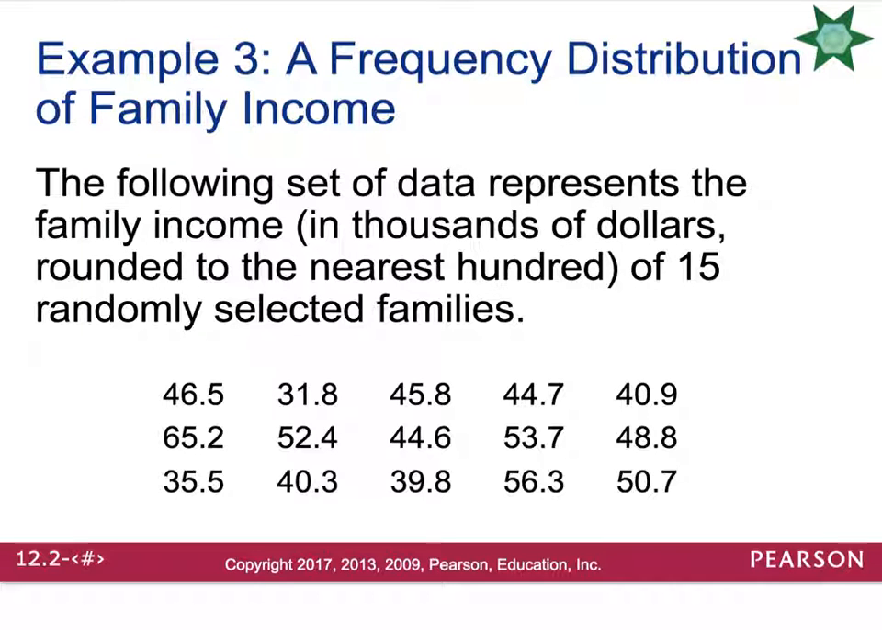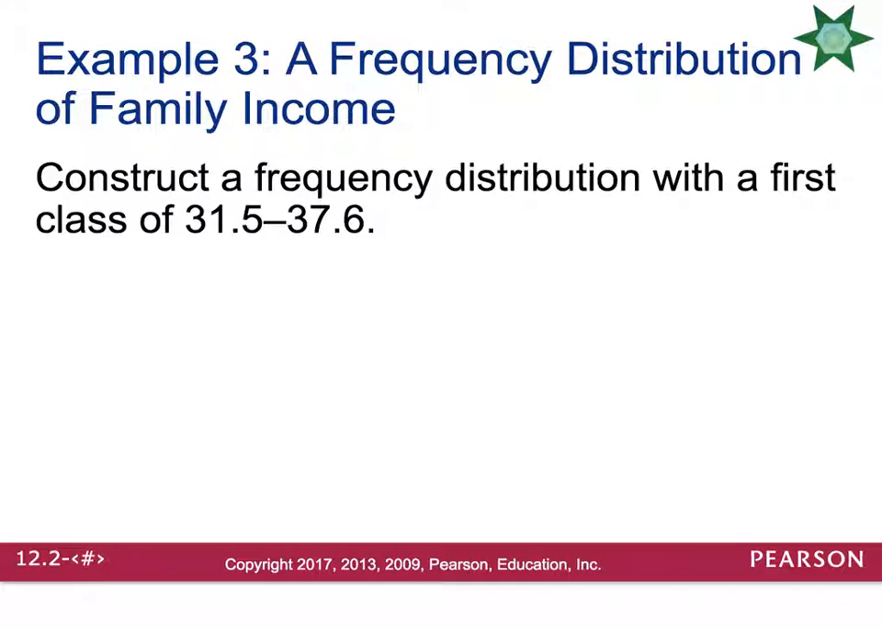The width can also be found by taking the lower limit of group 2 minus the lower limit of group 1. So let's check out this situation and see what's going on. The following set of data represents the family income in thousands of dollars, rounded to the nearest hundred, of 15 randomly selected families. Construct a frequency distribution with a first class of 31.5 to 37.6. Okay, we've got the data on the other page, but first let's set up our frequency distribution.